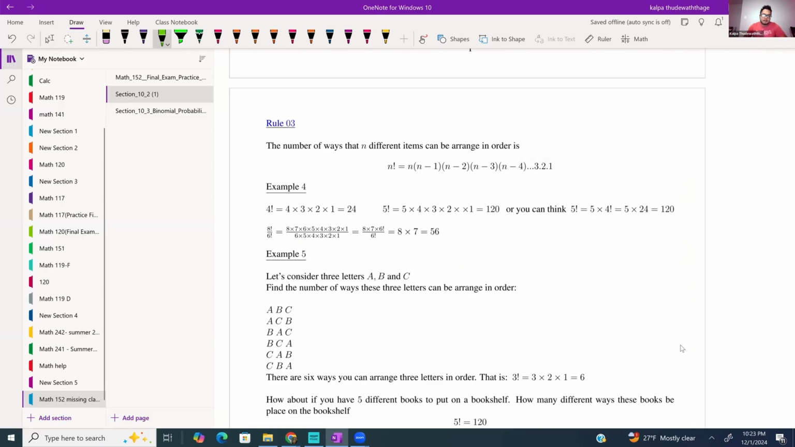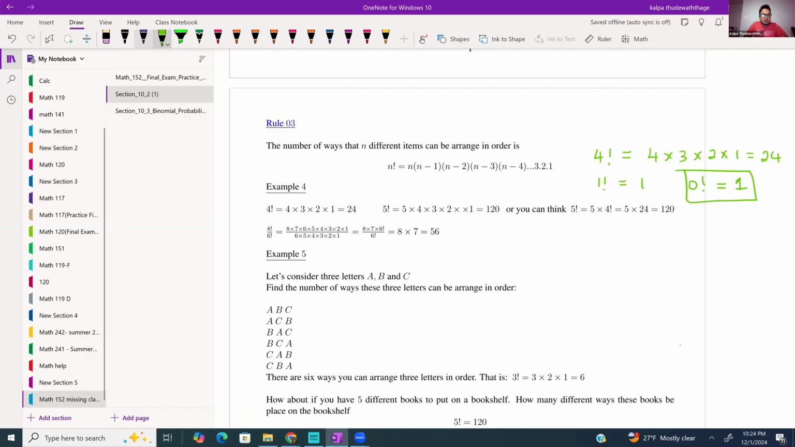In rule number 3, I introduce factorial, which is an operation. If you want to calculate 4 factorial, it's 4 times 3 times 2 times 1. It will be 24. Note that 1 factorial is 1. 0 factorial is also 1. Sometimes students think 0 factorial is 0, but it's not. 0 factorial is 1 by definition.